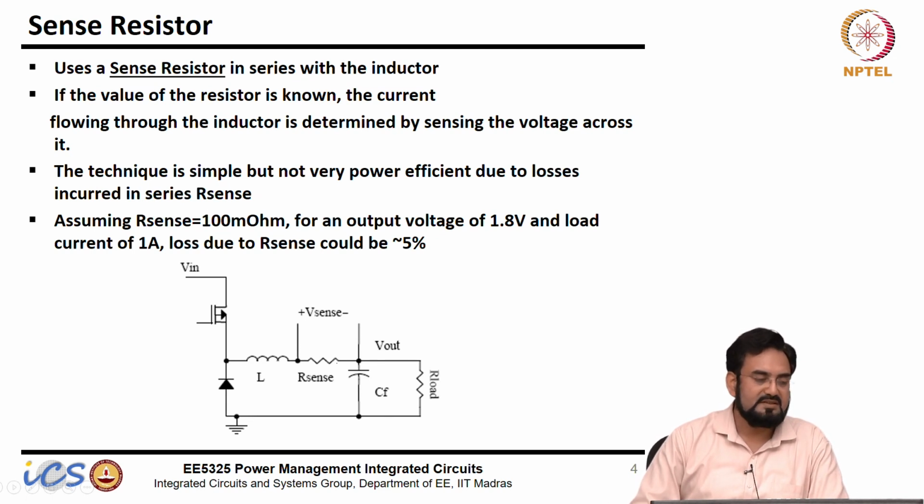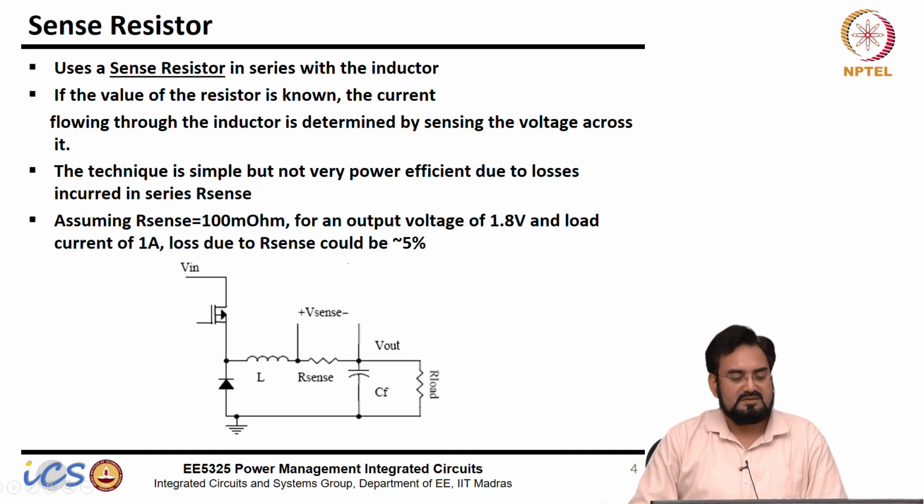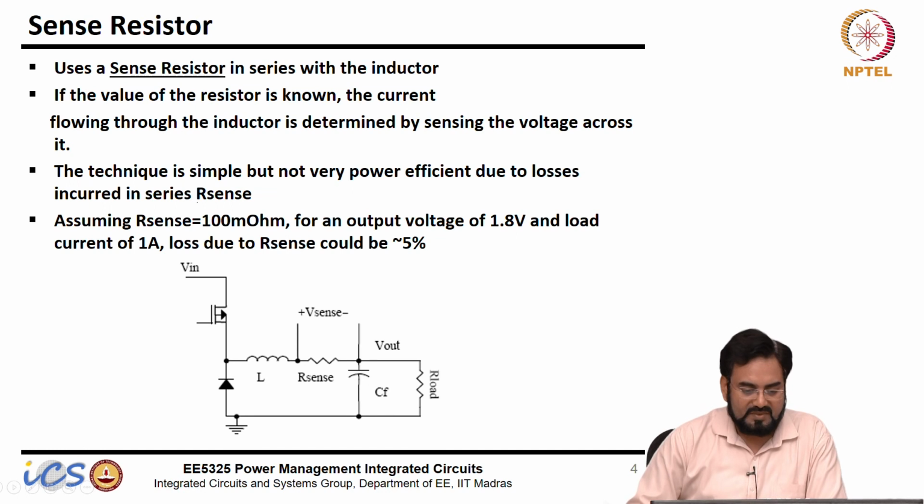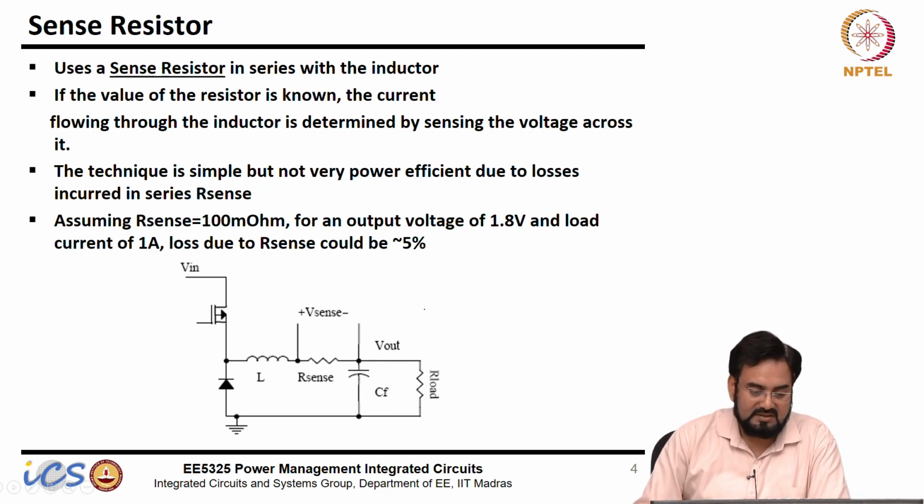But the problem is efficiency. There will be I square R loss here. So for example, if R sense is 100 milliohm, for an output voltage of 1.8 volt and load current of 1 amp, the loss here will be roughly 5% I square R loss. So that's why for efficiency purposes it's not good, but if you are looking for very high accuracy, then you can go for it.